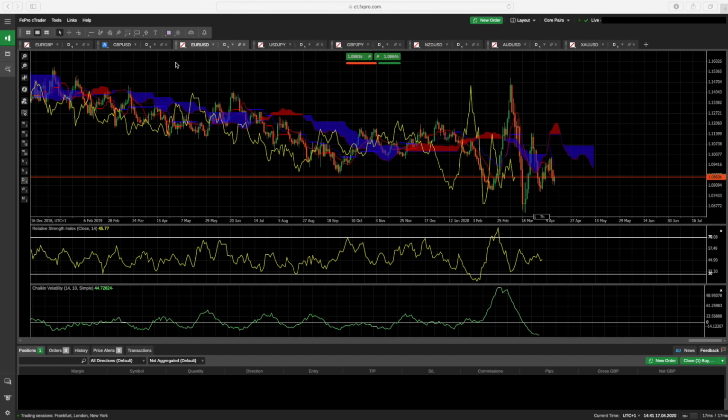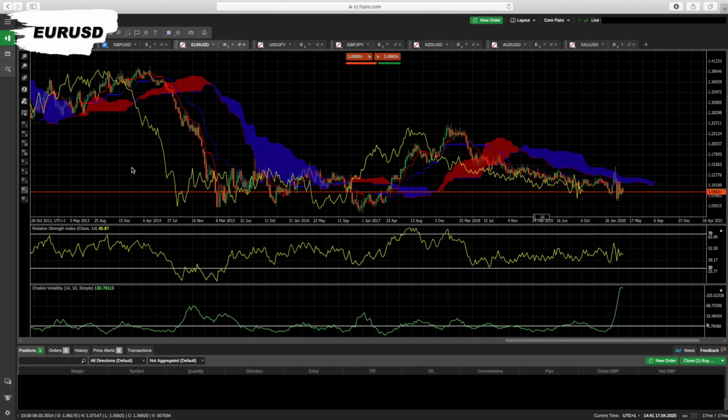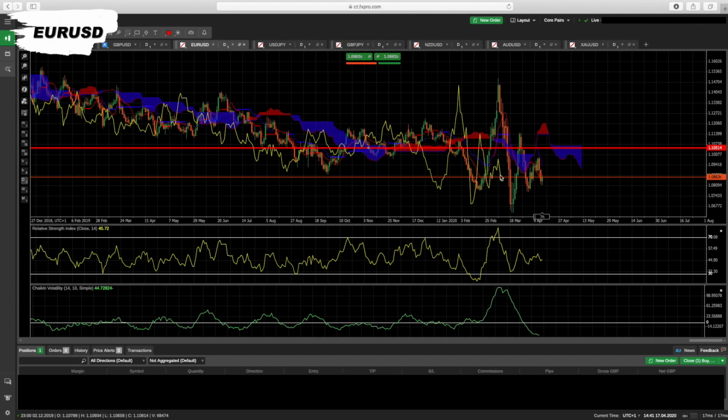Euro USD, straight to the weekly. Again, as we recall from our Tuesday analysis, we had a support level in there at 111. So let's just drop that back in there again. Yeah, just leave it at 111 thereabouts. And then we jump back down to the daily and see where we are.